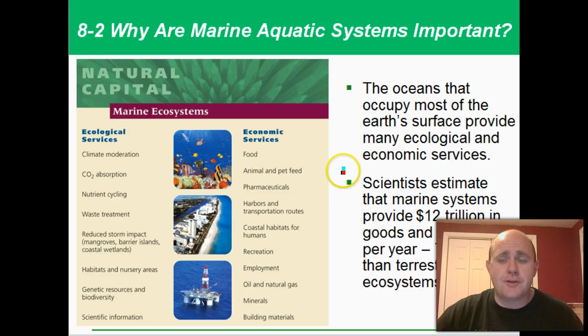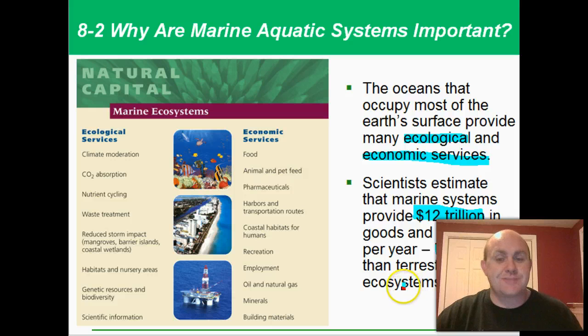And so as a result, there's a lot of both ecological and economic services that aquatic ecosystems provide. Scientists have run some estimates on these marine ecosystems, and they guess that about $12 trillion in goods and services are provided every year by this. Keep in mind that is far more than terrestrial ecosystems, 70% more. Over here on the left is a list of some of the things, both economic and ecological services that are being provided by marine ecosystems.